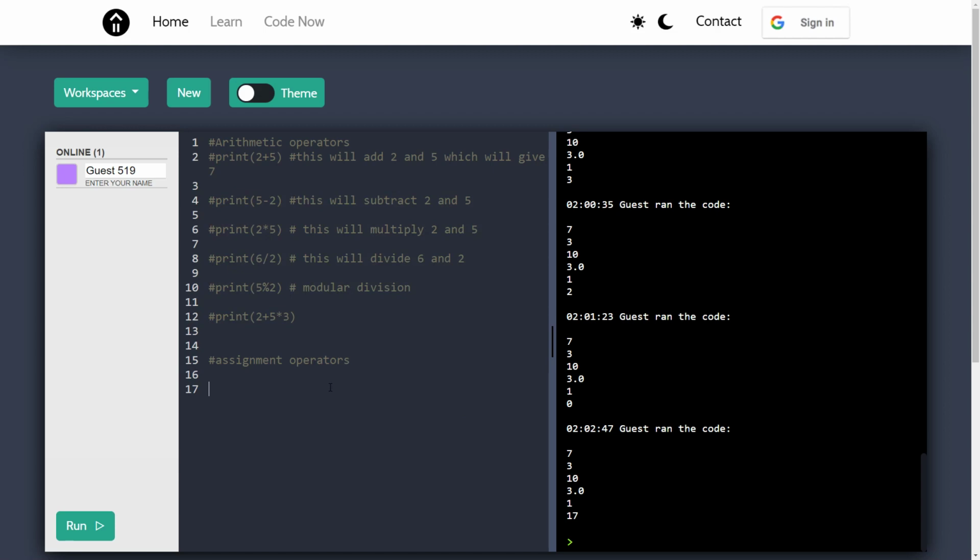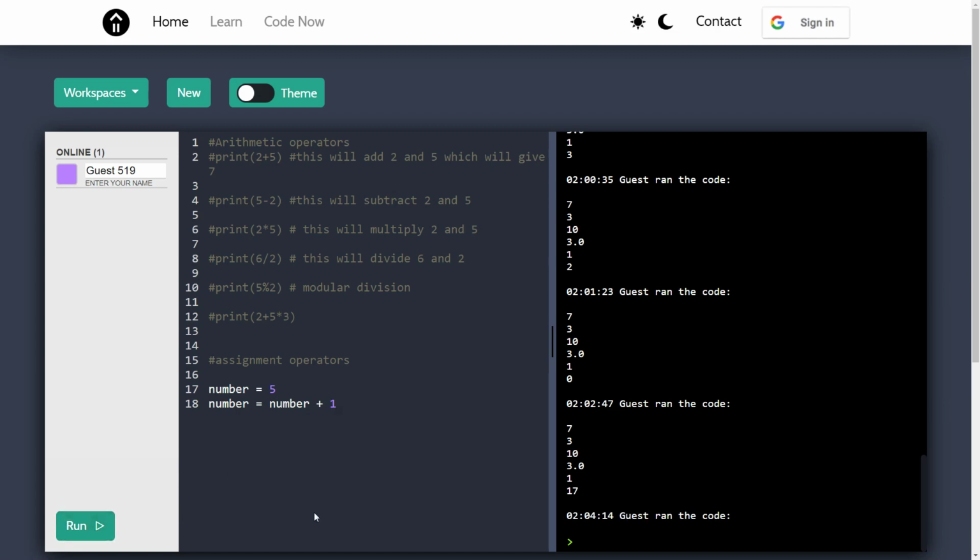So assignment operators, we've already learned one of them, and that was in the variables video. If I go name equals Ceph, or I can use numbers, we'll go number equals 5. This is an assignment operator. I'm assigning number to 5. So assignment operators are basically just used to assign values to variables. So another thing I can do is this. I can write number equals number plus 1. Now this may look extremely confusing. You're like, what is going on, Ceph? I have no idea what's going on. So let's run it and see what happens.